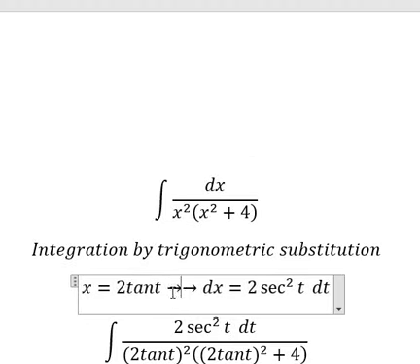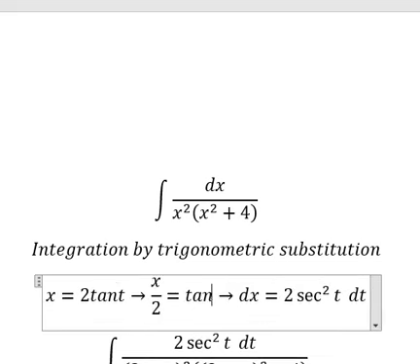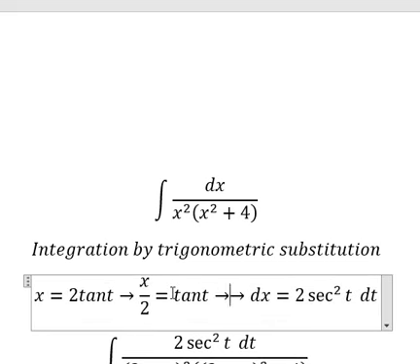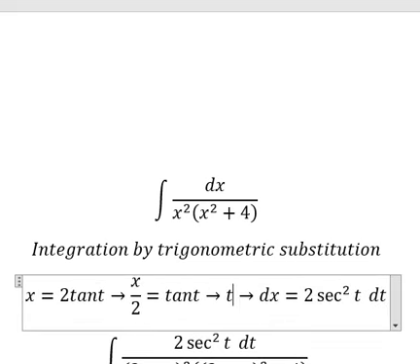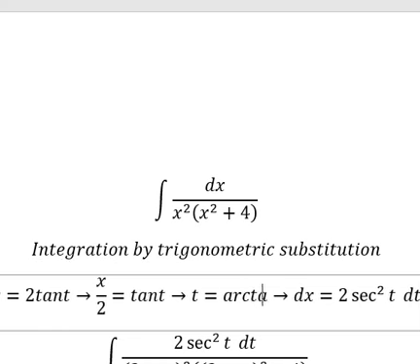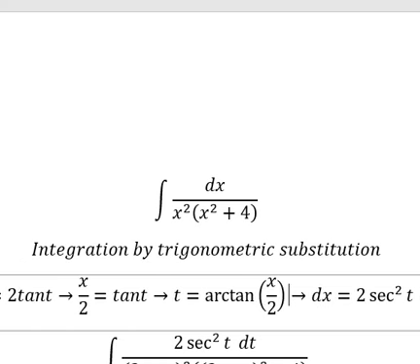So we need to divide both sides by 2. And now we can find the value of t, that is arctan of s over 2. So I will put this one in for t.